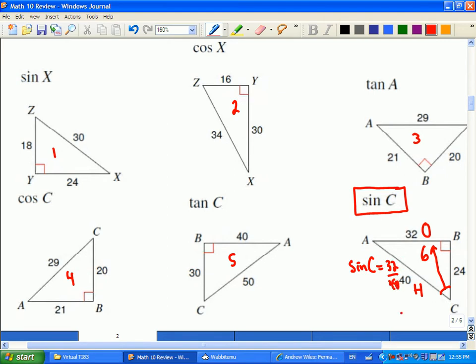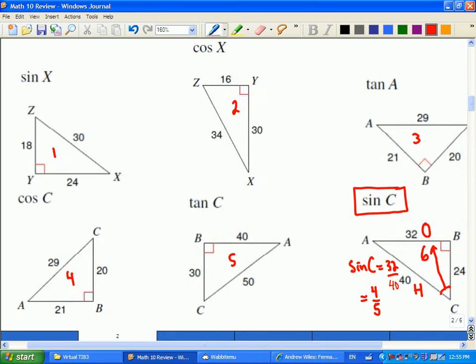Remember, when you do your work, you may also find it in lowest terms. In lowest terms, we can take the 8 out of both, so that's 4 out of 5. No, we're not finding the angles yet. We're warming up to it. That's coming later.